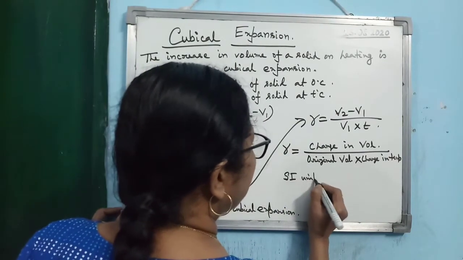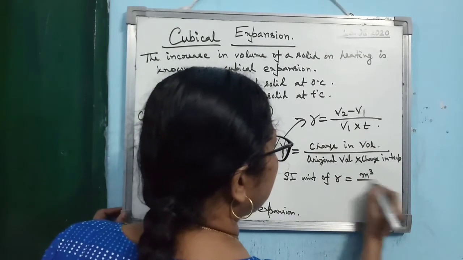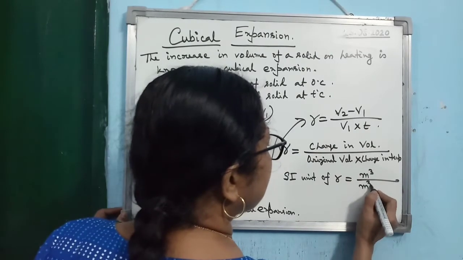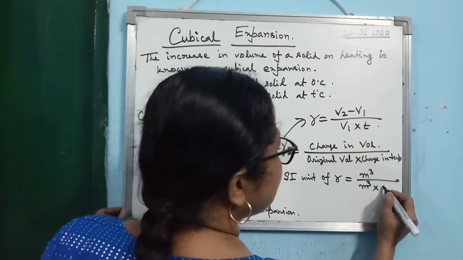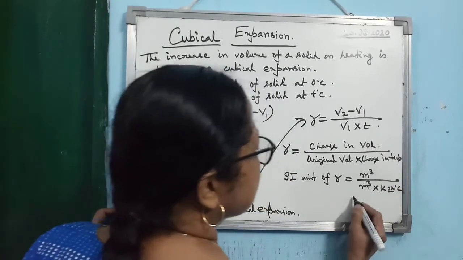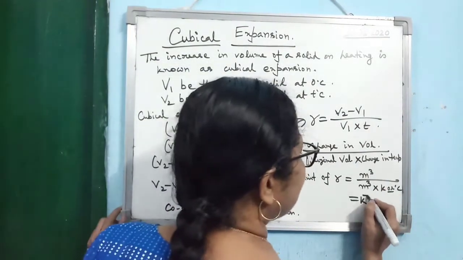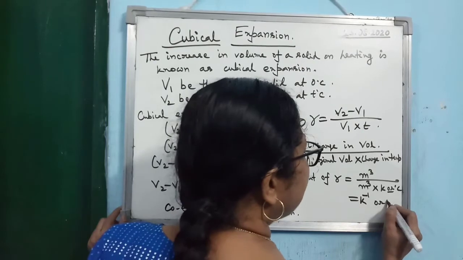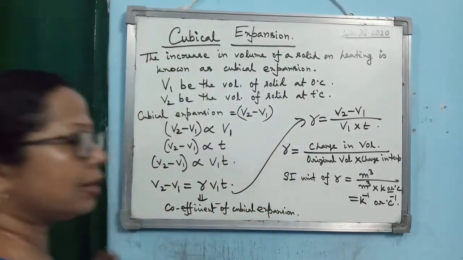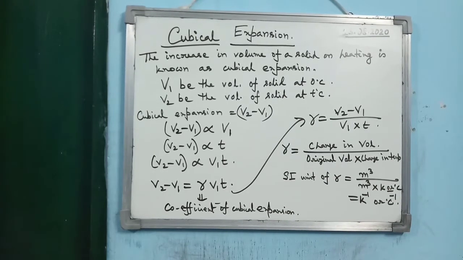Now what is the SI unit of gamma? You know the SI unit of volume is meter cube, initial volume meter cube, then change in temperature you can write as Kelvin or degree Celsius. So meter cube cancels. So the SI unit of gamma is per Kelvin or per degree Celsius. Alright, so these are the important mathematical relations related with gamma.